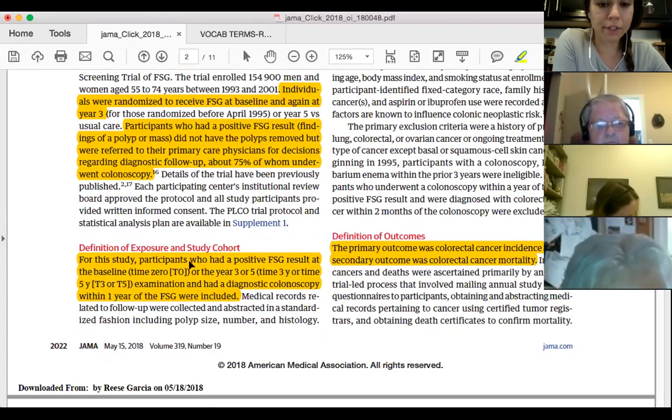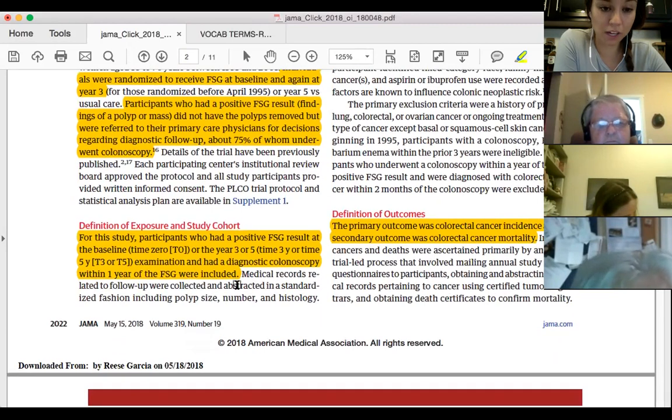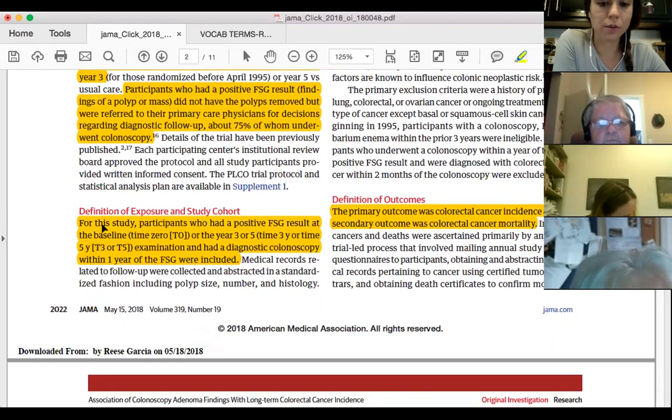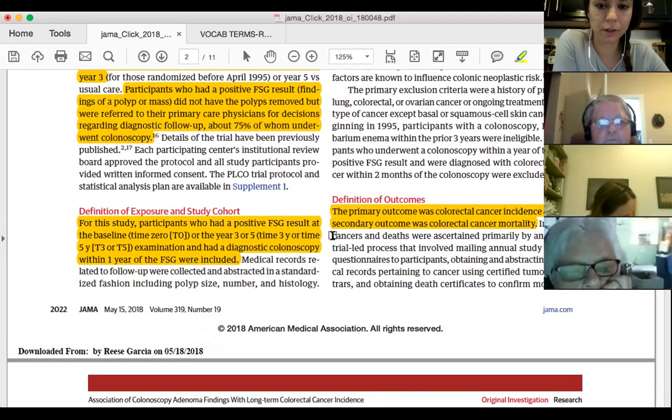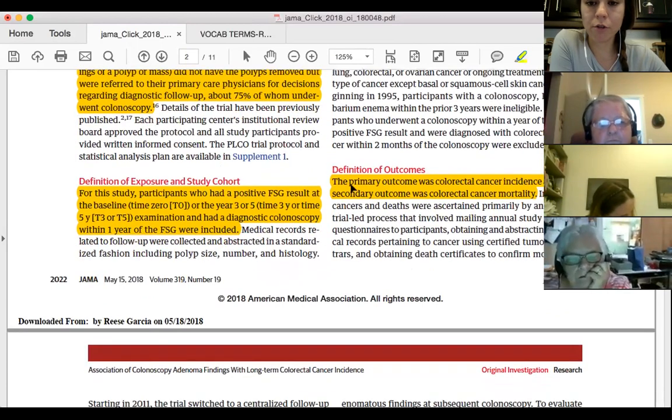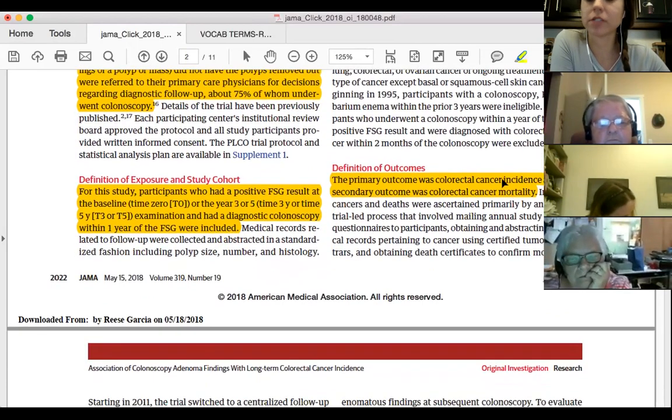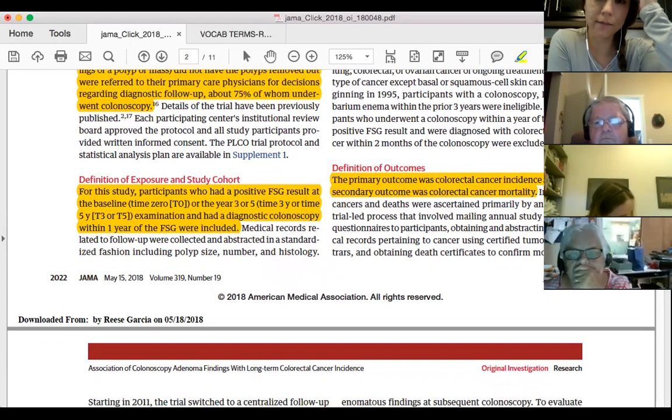For this study, participants who had a positive FSG result at baseline or the year 3 or 5 examination and had a diagnostic colonoscopy within 1 year were included. So this is how you know who is included. They discuss their primary outcome is colorectal cancer incidence, but they also want to look at colorectal cancer mortality. Do any of you have questions on the difference between incidence and mortality?